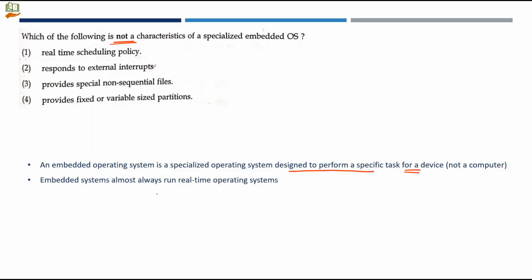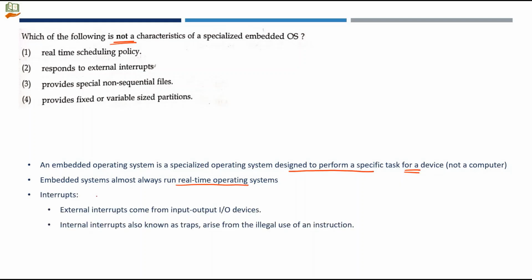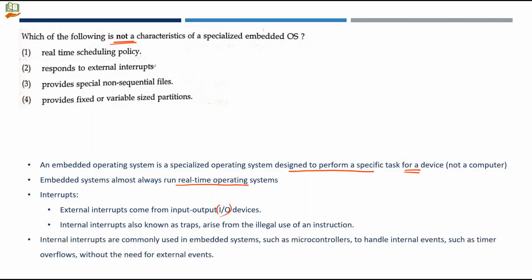That is embedded OS, where they say the concerned OS is designed to perform a specific task for that device alone. Embedded systems almost always run real-time operating systems. You have two kinds of interrupts in this OS. External interrupts come from input-output devices. Internal interrupts arise from the illegal use of an instruction. Internal interrupts are commonly used in embedded systems such as microcontrollers to handle internal events such as timer overflows without the need for external events.